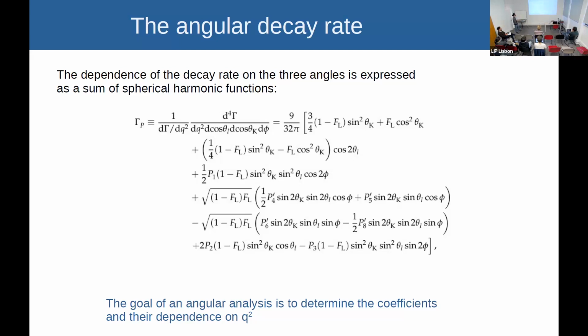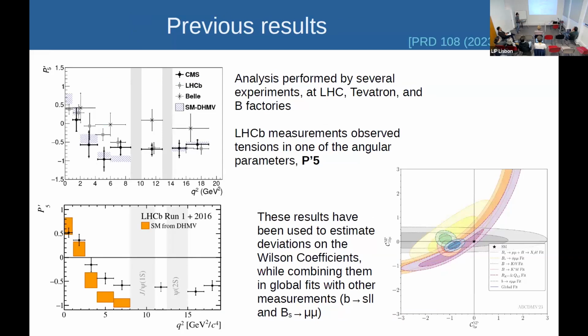So the goal of an angular analysis is then to determine this set of coefficients and their dependence on q squared. So what were the previous results before this analysis? This angular analysis of this particular decay was performed several times by different experiments at LHC, Tevatron and B-factories. You can see here some of the latest results.